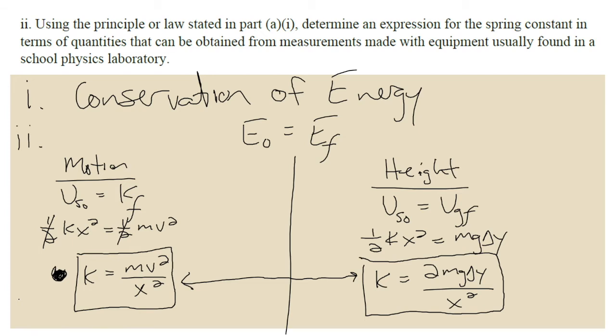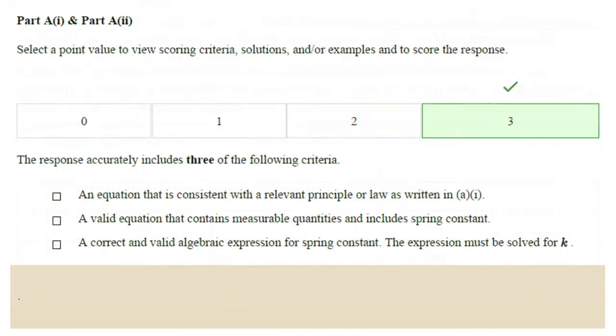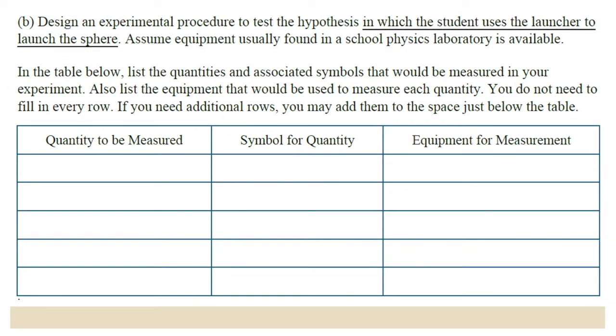And as I have mentioned many times now, the design comes entirely from the equations. So what they want you to do here is for you to design an experimental procedure to test the hypothesis in which the student uses the launcher to launch the sphere. Now, like I said, Hooke's law could be argued to be viable. They may not think it is viable. It does not say anything about it in the scoring guide.